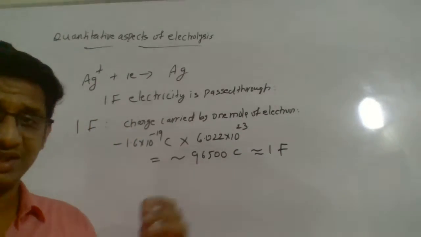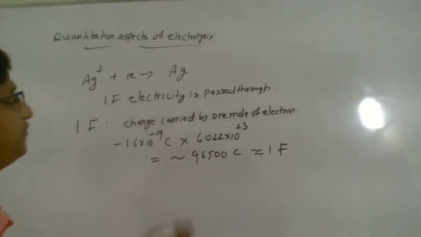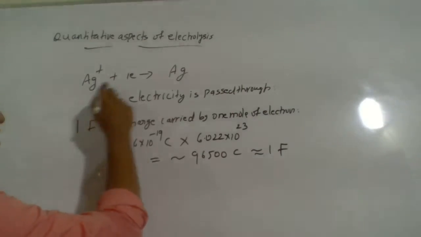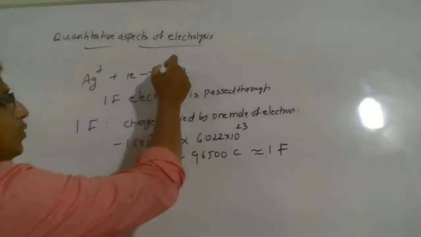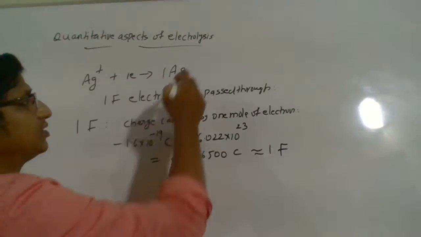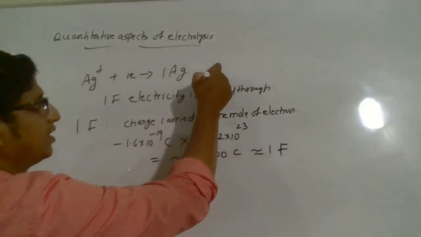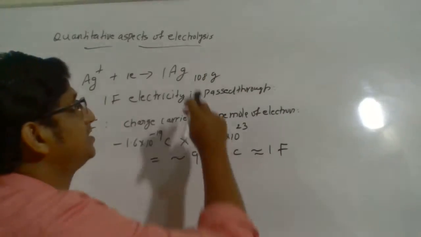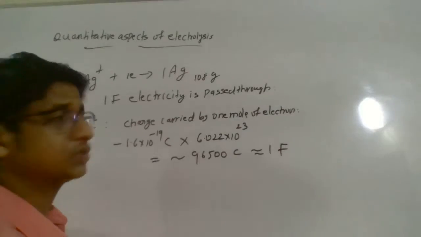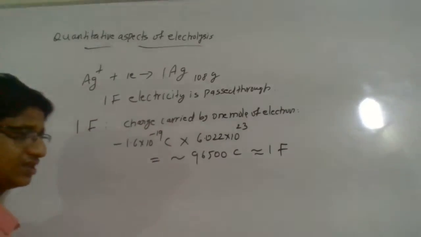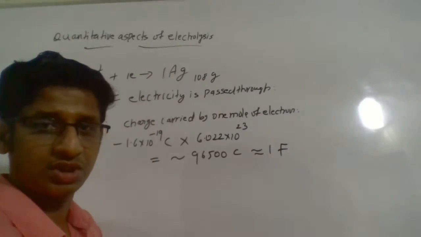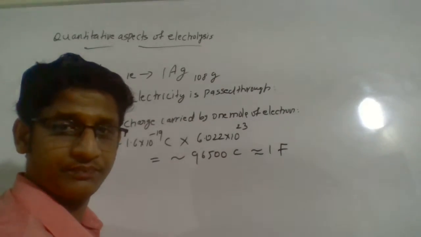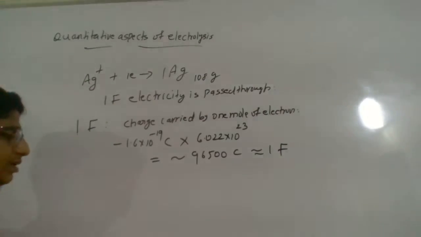So that was the relationship. When 1 farad electricity is passed through it, 1 mole of silver ion is reduced to give 1 mole of silver. That is 108 gram, the atomic mass of silver. So when 1 farad electricity is passed through a silver ion solution, 108 gram of silver is deposited. Let us take another example.